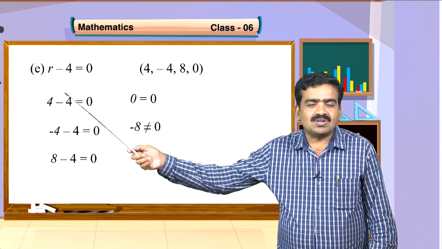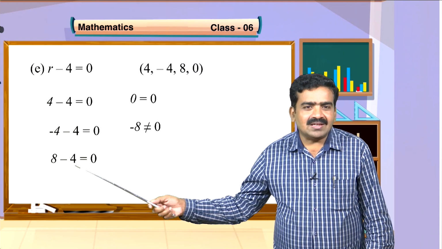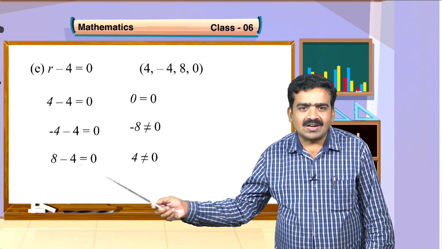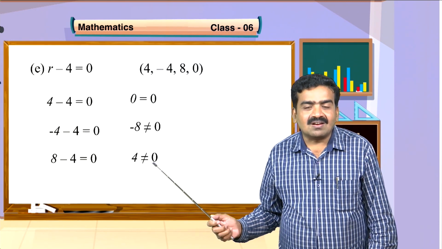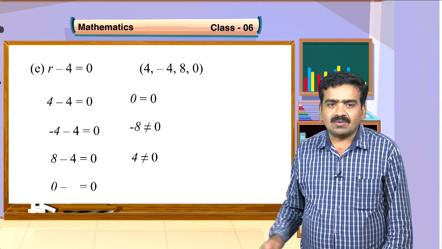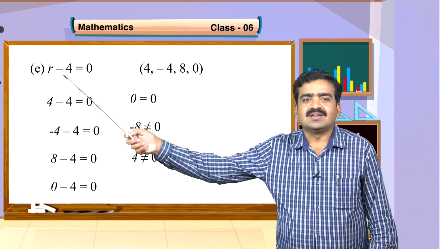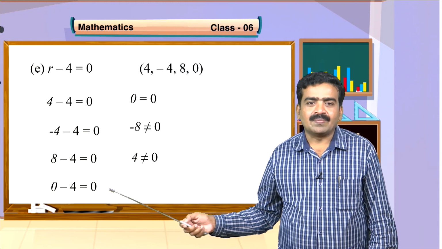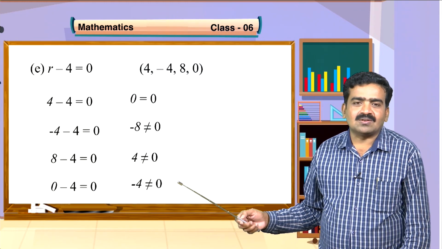When 8 is substituted in place of R, we will get 8 minus 4 is equal to 0. What is the difference of 8 and 4? Definitely it is 4. Therefore, 4 is not equal to 0. What happens when 0 is substituted in place of R? You will get 0 minus 4 is equal to 0. Minus 4 is not equal to 0.